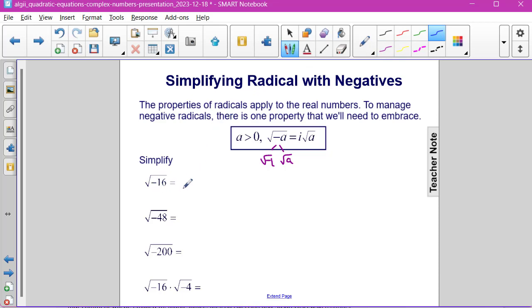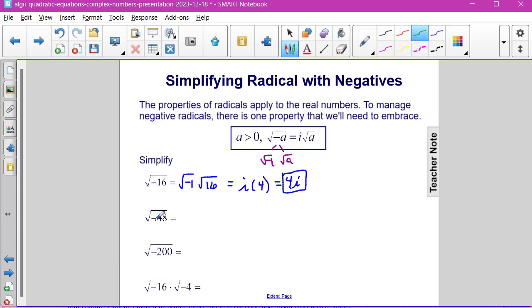So we have the square root of -16. We can rewrite this as the square root of -1 times the square root of 16. The square root of -1 is i, and the square root of 16 is 4. And then if we rewrite it and put the coefficient first, we will have 4i as our final answer for this problem. Now let's look at the next one.